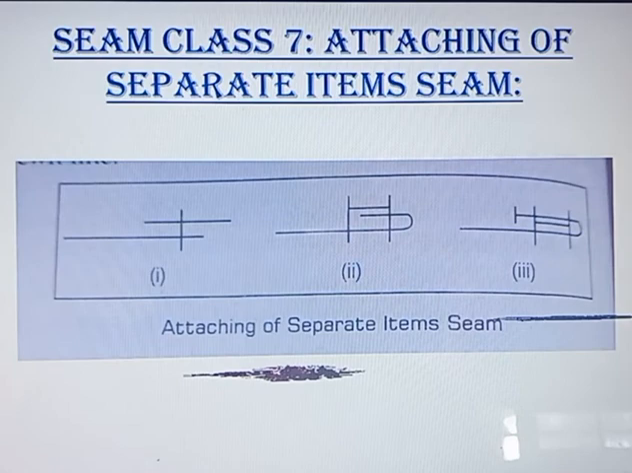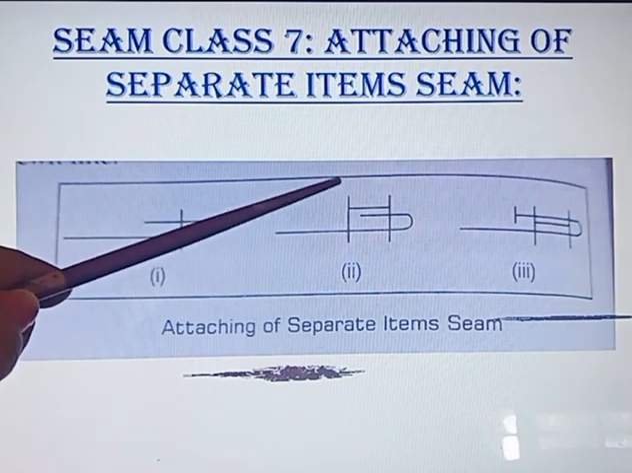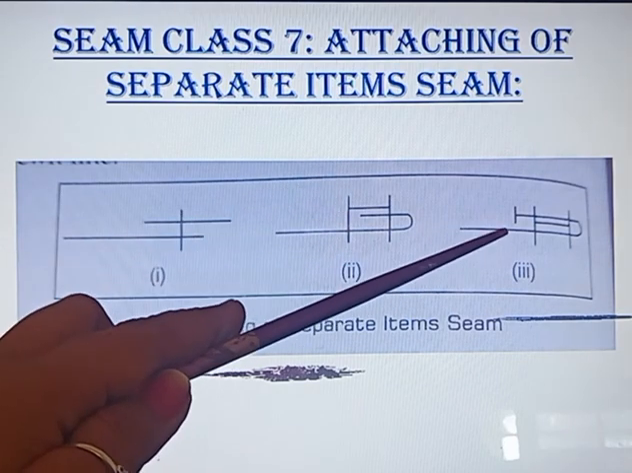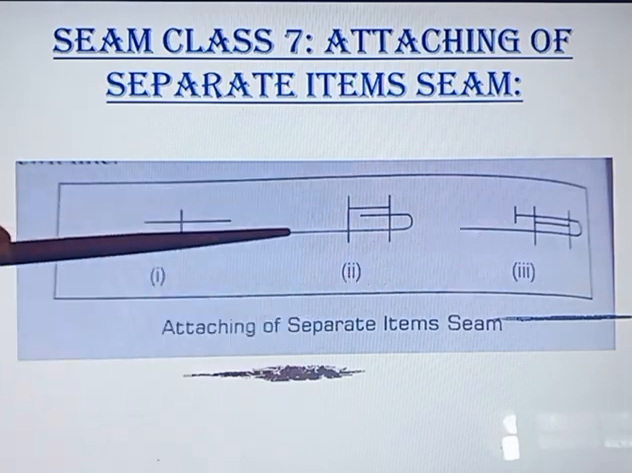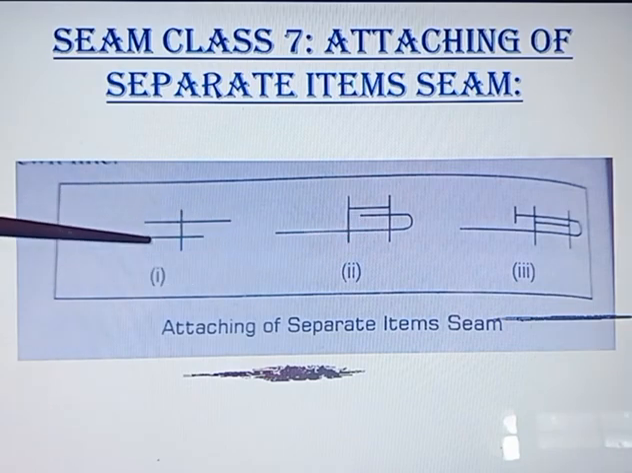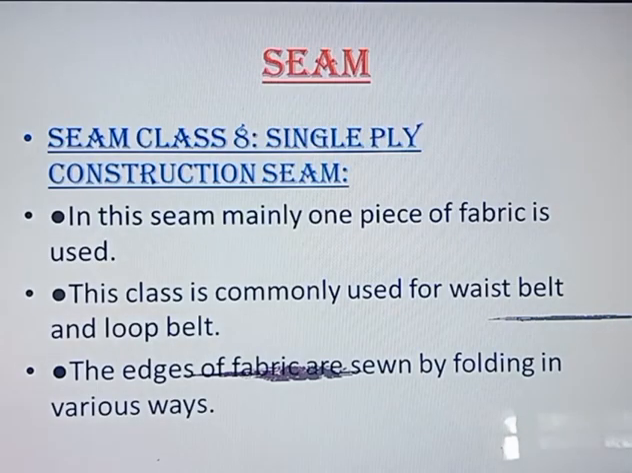We can see the diagram here. Here this is one layer of the fabric, this is another layer of the fabric, and these are attached like this. It can be like this and it can be like this. So one piece of fabric can be folded and the different layers of fabrics can be attached.